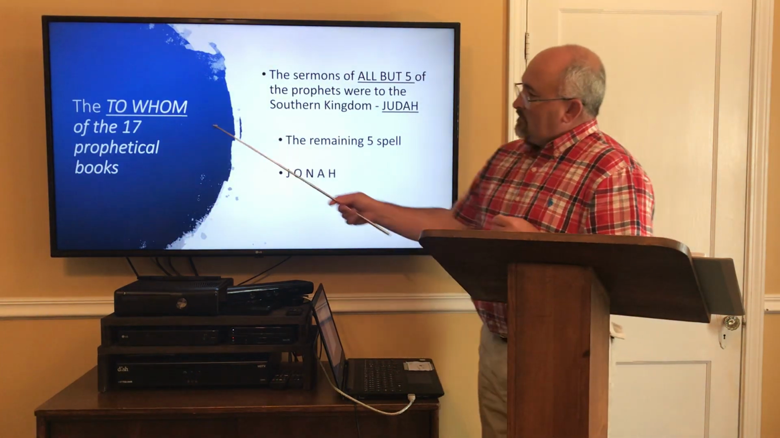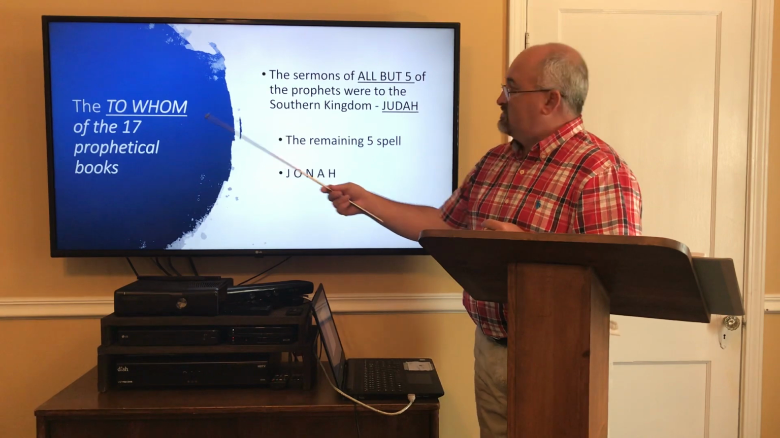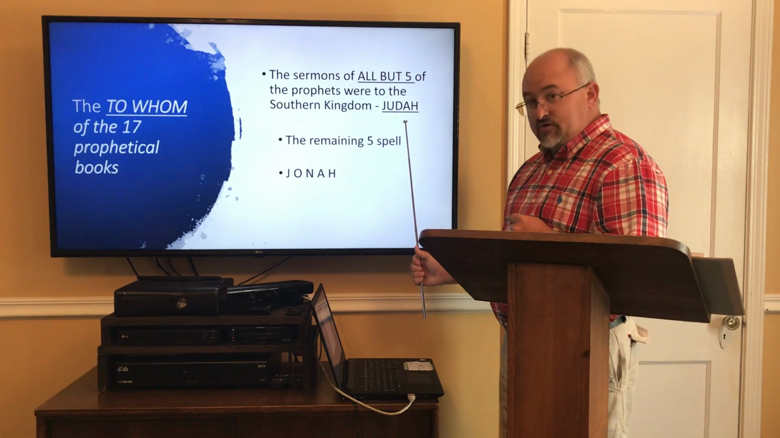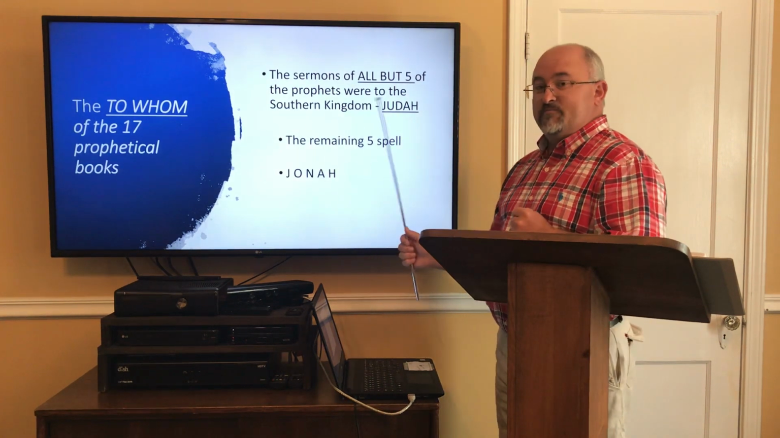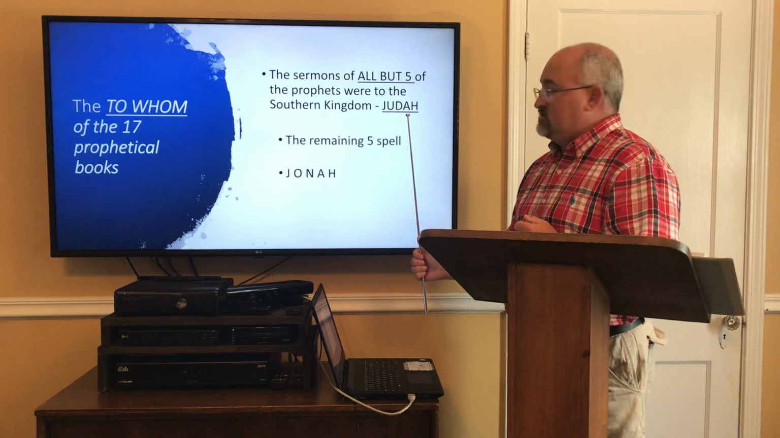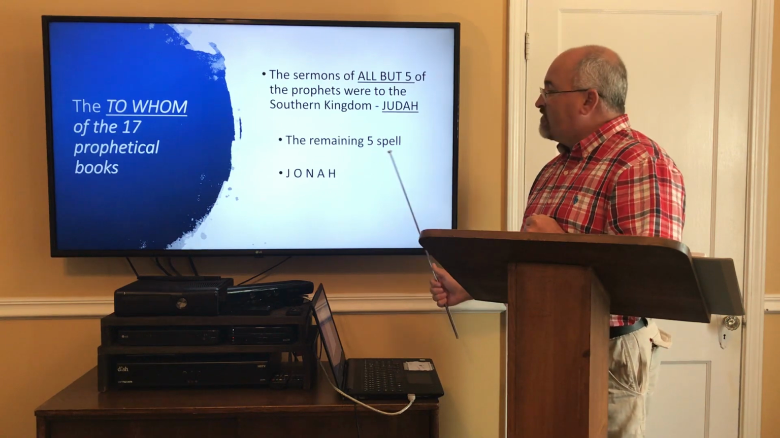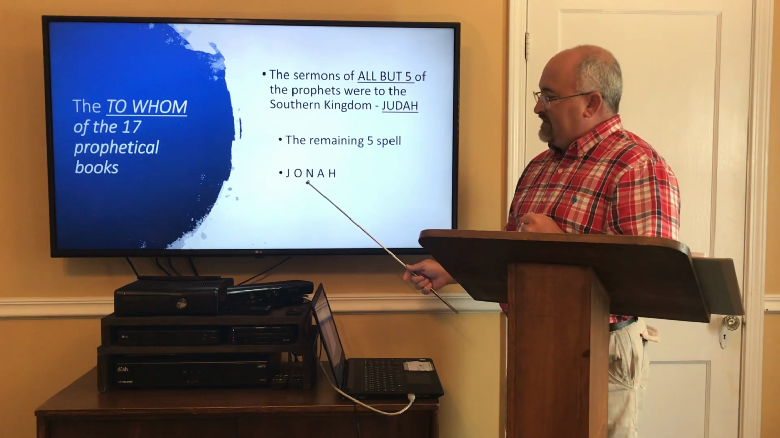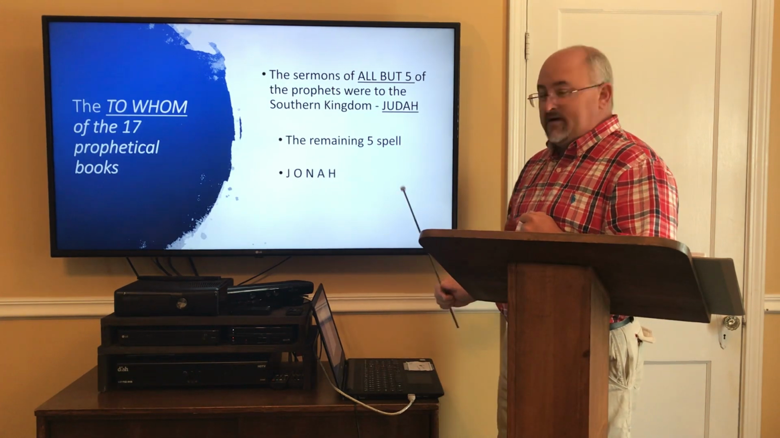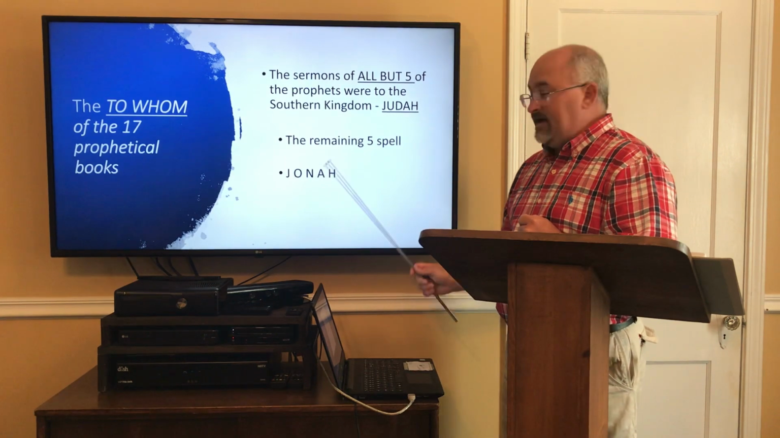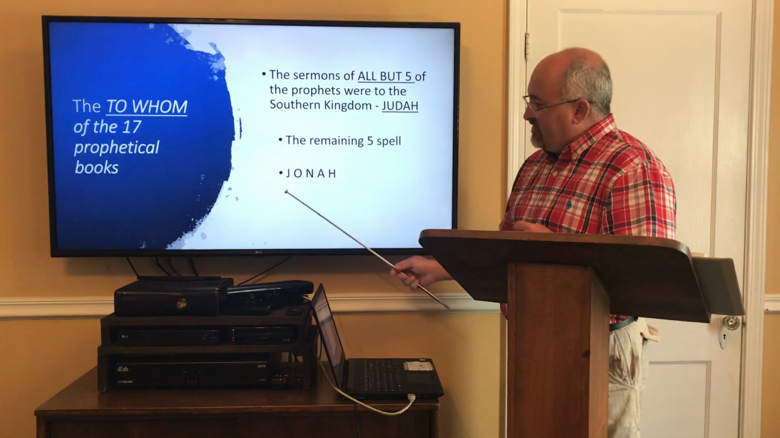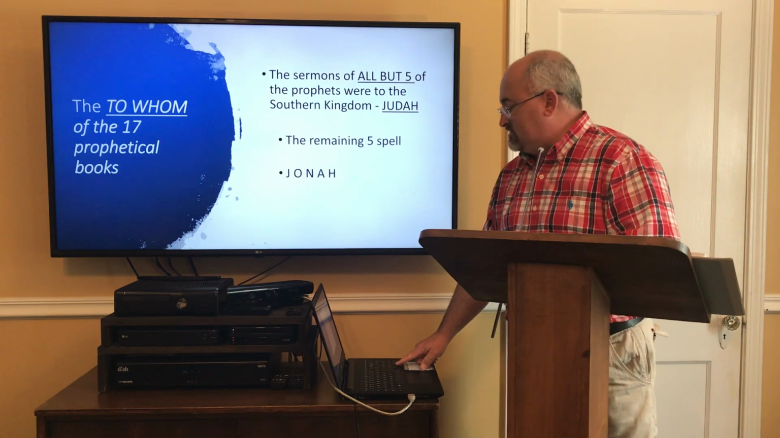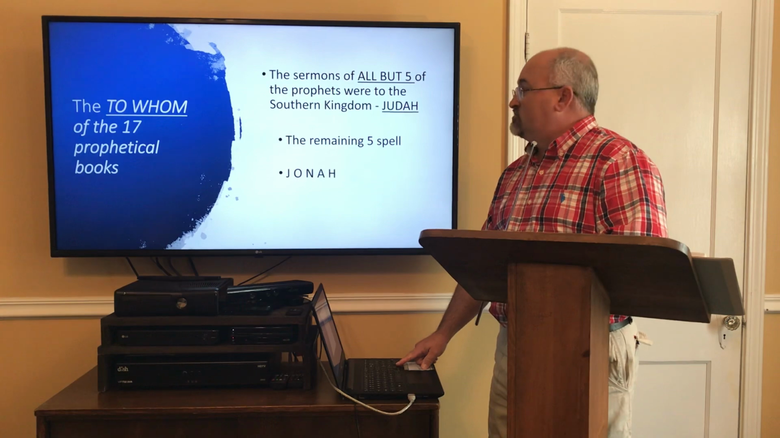Now, to who? Who did they preach? All but 5 preached to Judah. All of the 17 but 5, so 12, preached to Judah. The other 5, if you put the first letter of the name of the book, it spells out the word Jonah. Okay? So let's name the 5 that spell out Jonah, because they preached to somebody other than Judah.